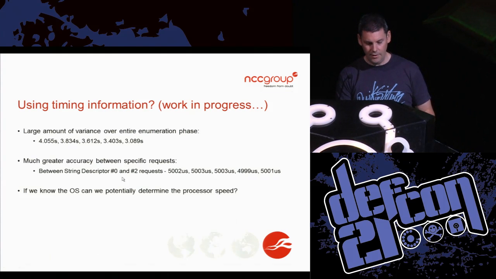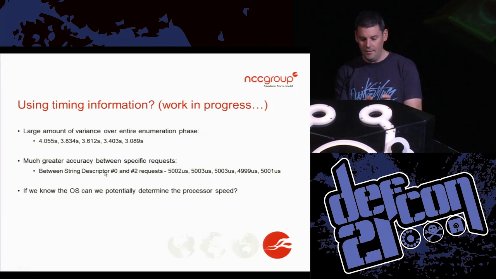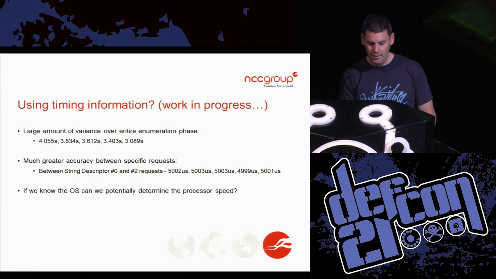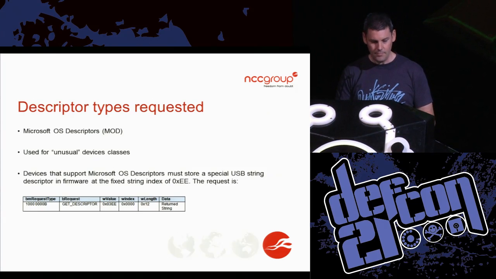However, I noticed that if you choose the time between specific requests, for example in this case the requests for string descriptor 0 and 2, there's actually very little difference in the timing between those. And this implies that if you already know the OS, there's the potential for discovering some speed information here. Again, this is work in progress, and I hope to talk a bit more about that in the future once I've done further research.